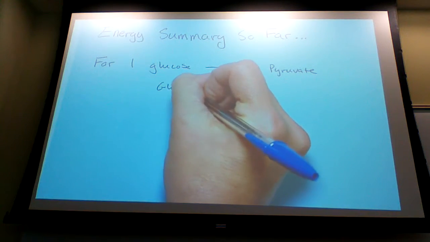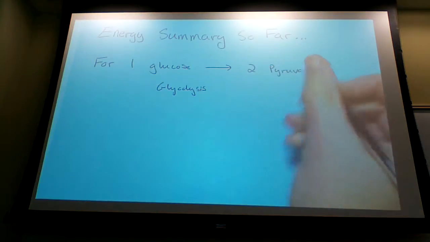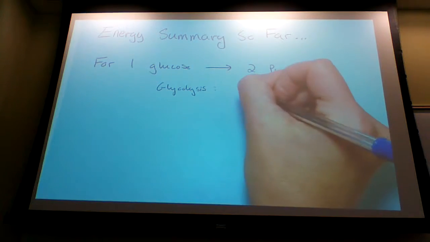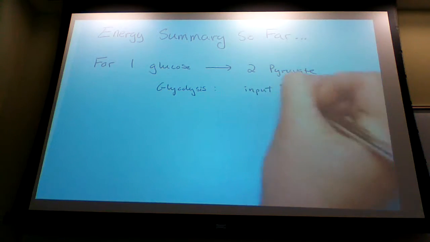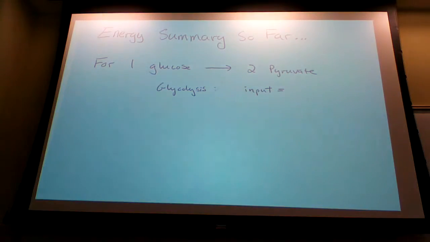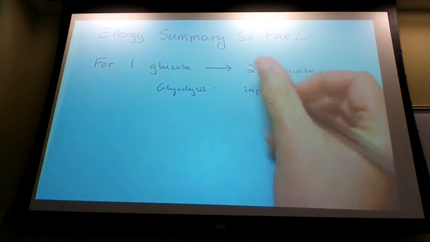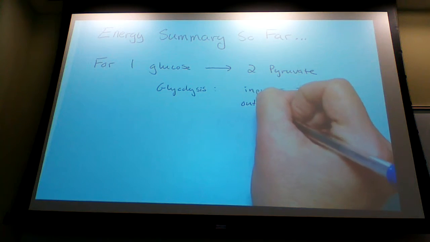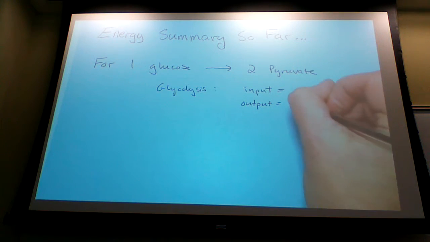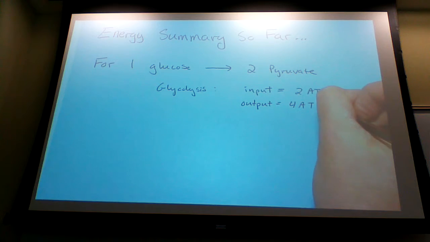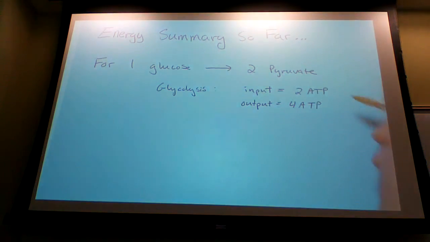was in glycolysis. My input was what? My output was what? 4. Okay, and then we also have to start thinking in terms of ATP equivalents. So what other thing do I get out of glycolysis? NADH. How many of them? 2.